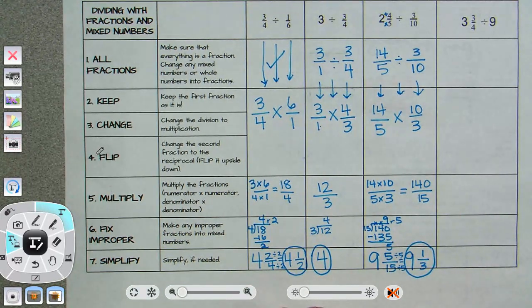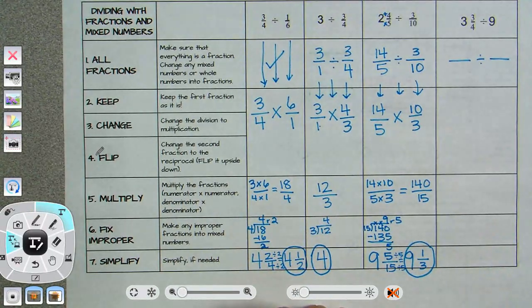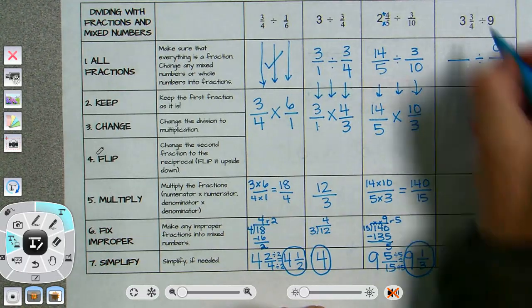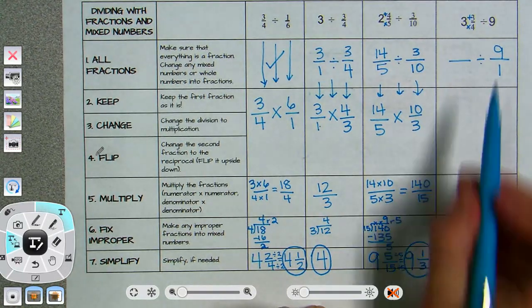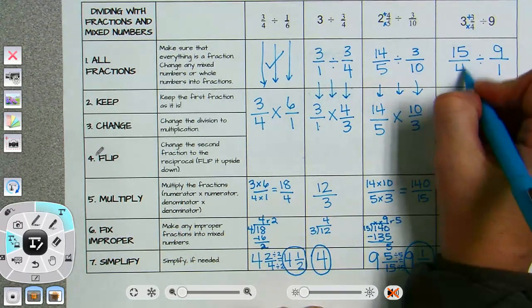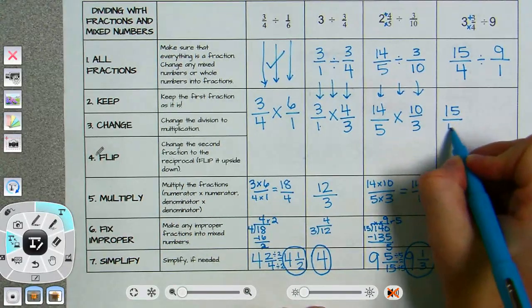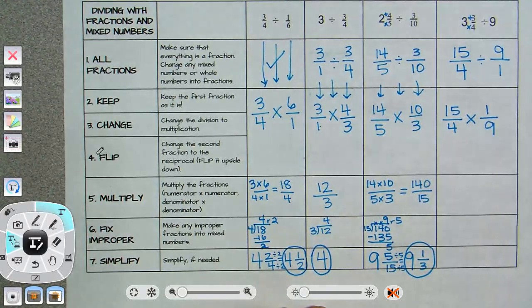Okay, we're on to our last one. So the first step is to make them both fractions. Well, 9 is the same as 9 over 1. And then I'm going to use Texas to remind myself how to do this. 4 times 3 is 12, plus 3 is 15/4. Now I'm going to keep 15/4. Change to multiplication and flip this to 1/9.